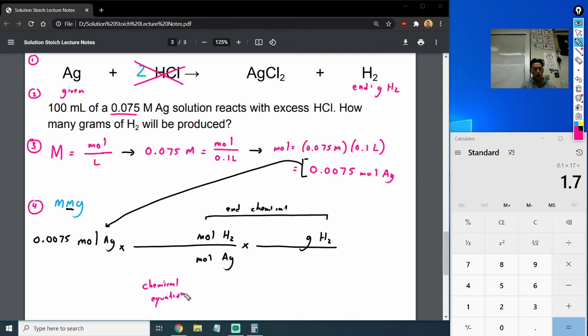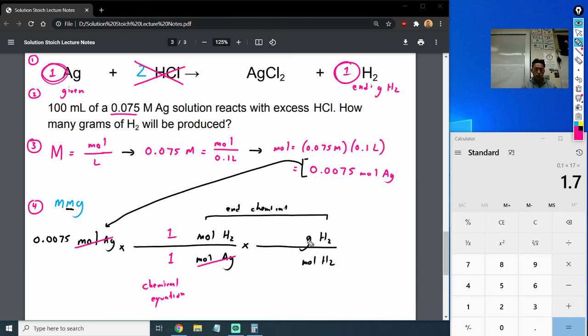Okay, so we just look for these chemicals. What number is in front of H2? There's no number, so that means it's 1. So we're going to put a 1 on the top. What number is in front of Ag? There's no number, so it's just going to be 1. And then the moles of Ag are going to cancel out. Okay, so for moles of H2, we want to get rid of moles of H2. So we're going to put it on the bottom.